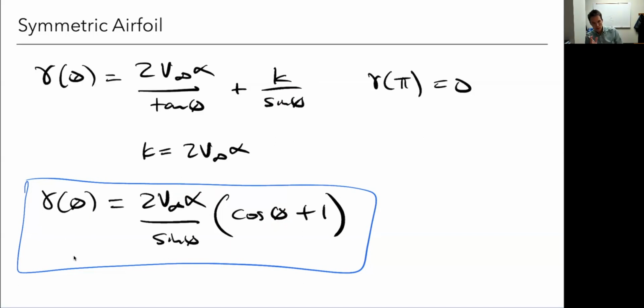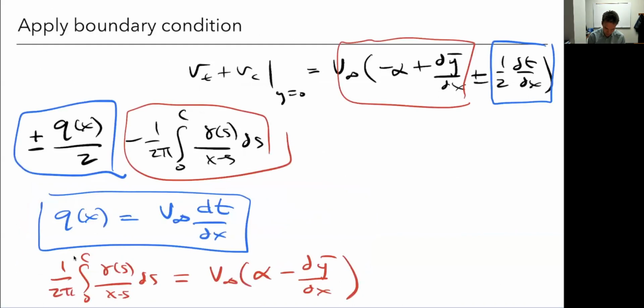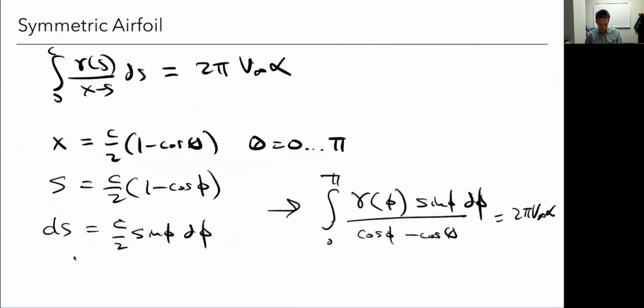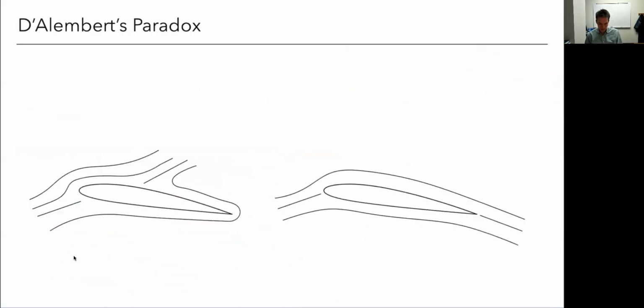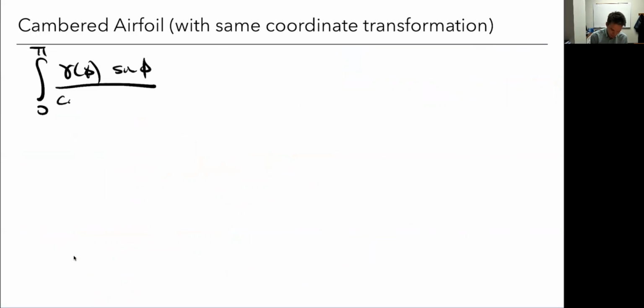Okay, we've got the symmetric airfoil. Let's go back and do the cambered airfoil. Let's go back and look at our equation. Before we got rid of things, here was the full equation. Remember, we got rid of that term, but we're going to keep that term now. We did a coordinate transformation, and we're going to do the exact same one again. So let me write it out again. We've got the integral from 0 to pi of gamma of phi sine phi over cos phi minus cos theta d phi equals 2 pi v infinity.